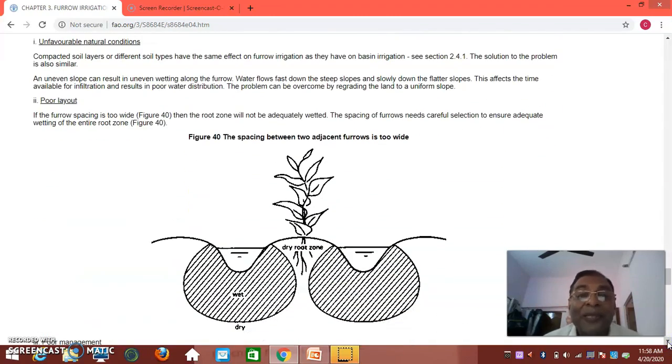You can see the spacing between two adjacent furrows is too wide. The wetting pattern is occupied only up to here, but the ridge is here and the root is here. No water is received by this plant. So you should take care of this. You have to reduce this gap, the ridge width.